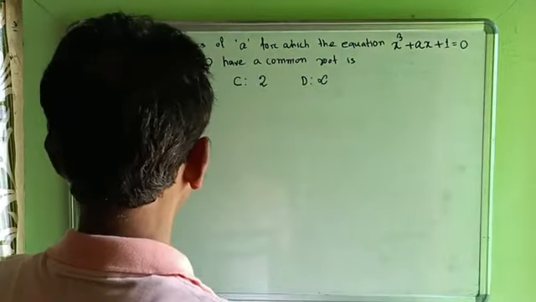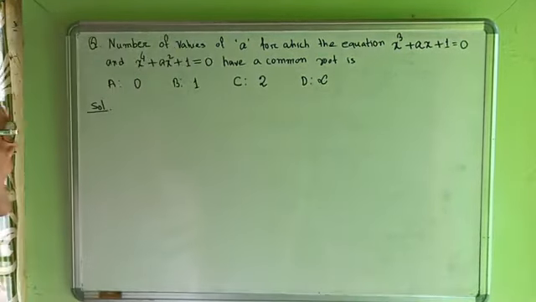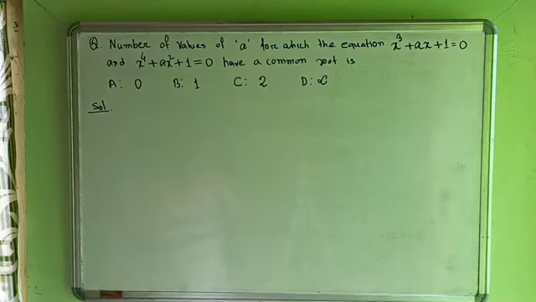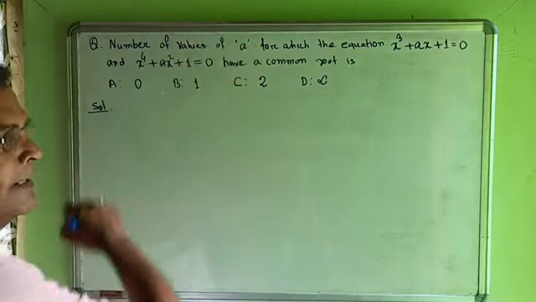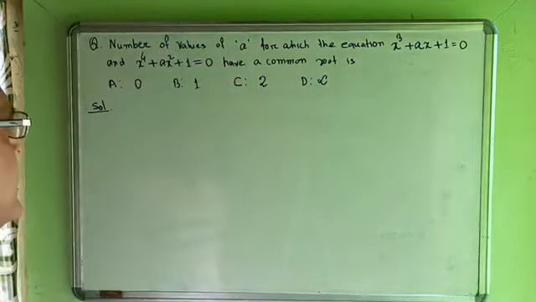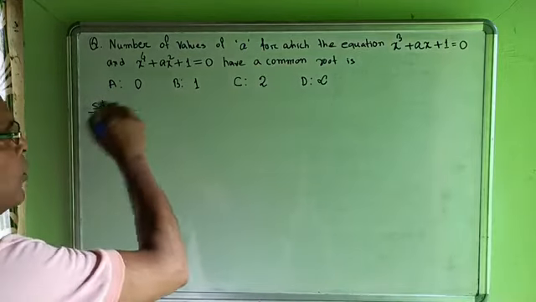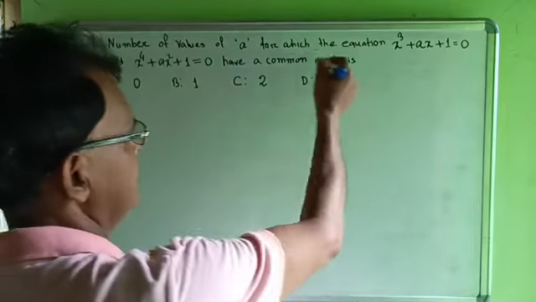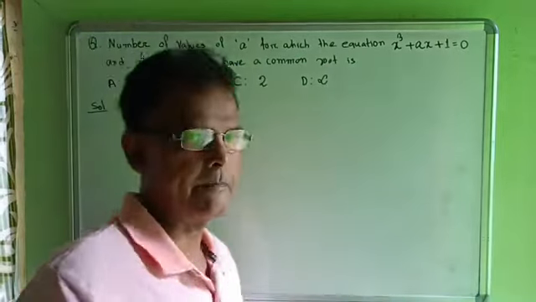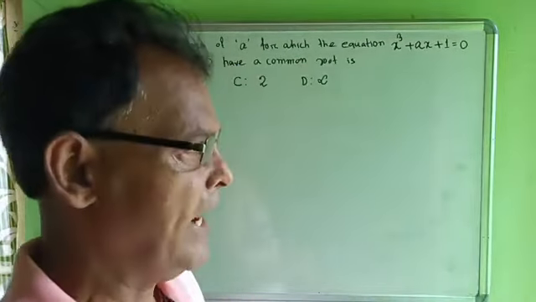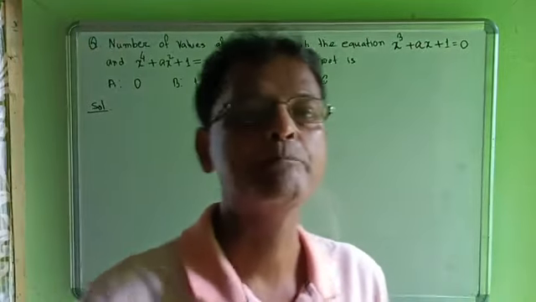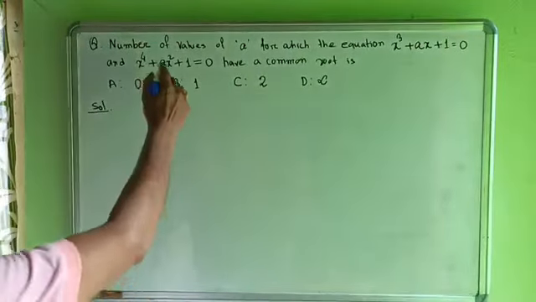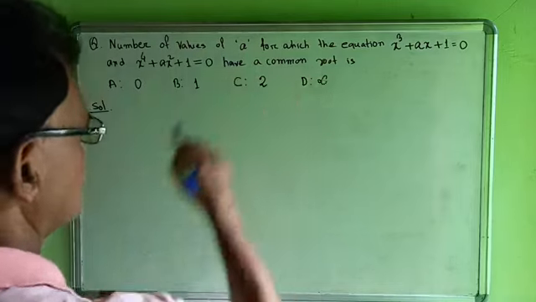That means you are asked how many values of a, the number of values of a. That is, 0 values, that is no value; 1 value; 2 values; or infinite number of values. So I have to find the number of values of a, given that this equation and this equation have a common root.